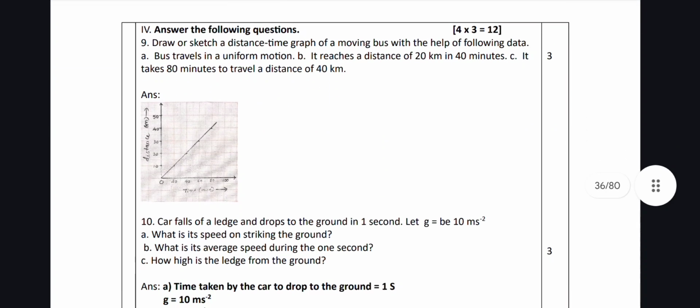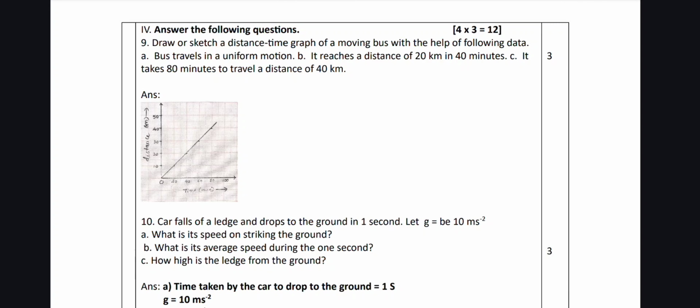Next, answer the following questions for 3 marks. Draw a sketch, a distance time graph of a moving bus with the help of the following data. The bus travels in uniform motion. Next, point B: it reaches a distance of 20 kilometers in 40 minutes. For C, we have the data: it takes 80 minutes to travel a distance of 40 kilometers.